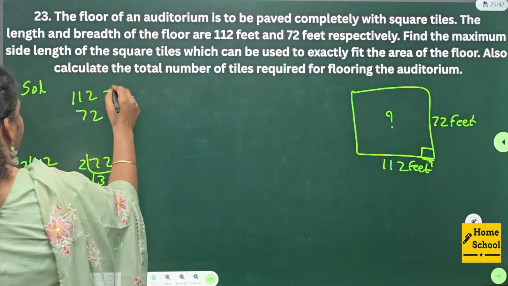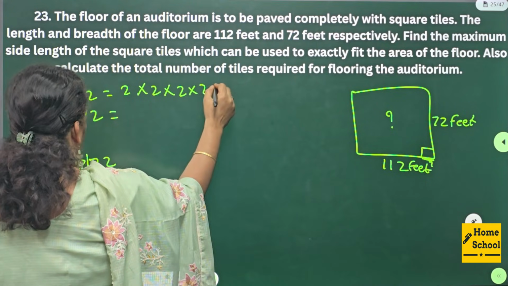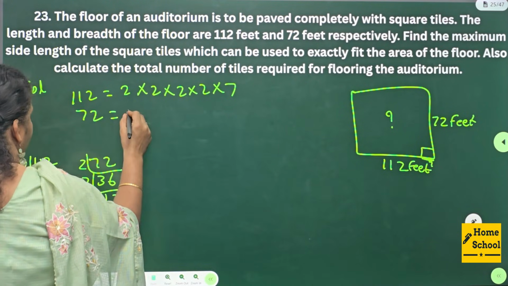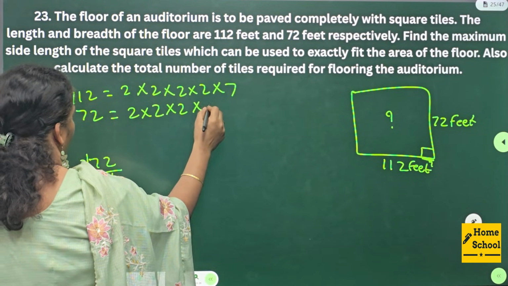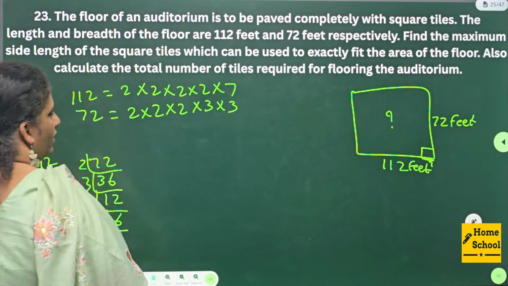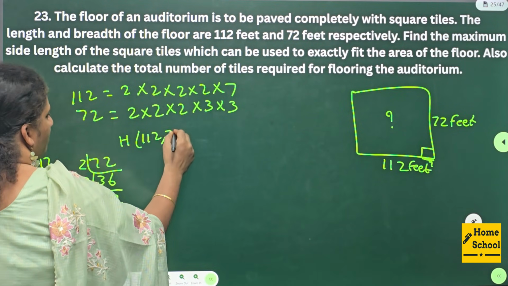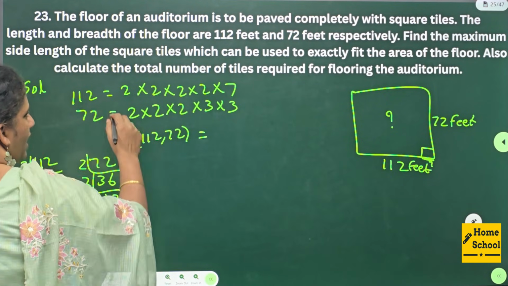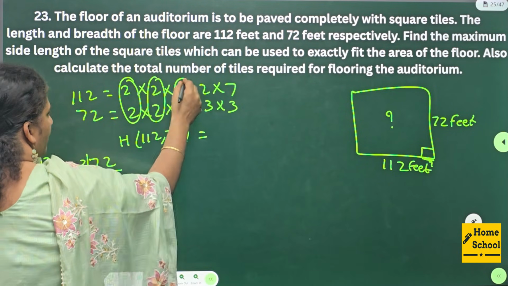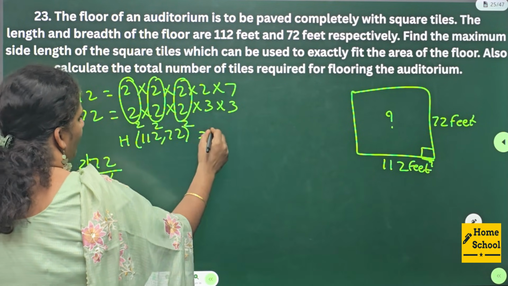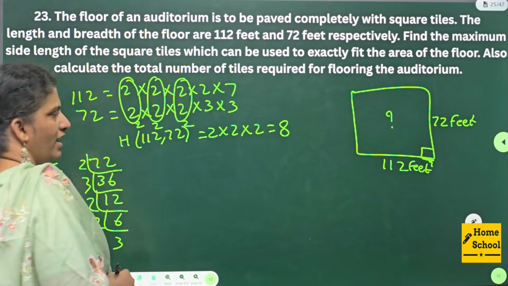So how can I write this? 112 is 2 into 2 into 2 into 2 into 7, whereas 72 can be written as 2 into 2 into 2 into 3 into 3. Now, what is the HCF of 112 and 72? Among these two, 2, 2, 2 is common. So, multiply all this: 2 into 2 into 2, that is 8, is your HCF.